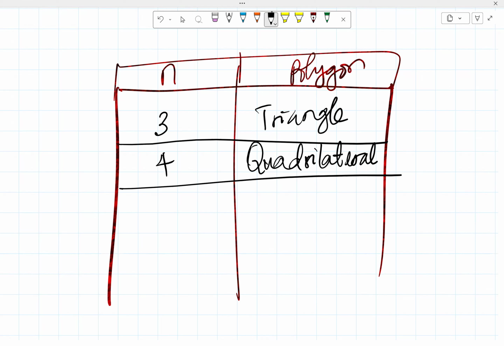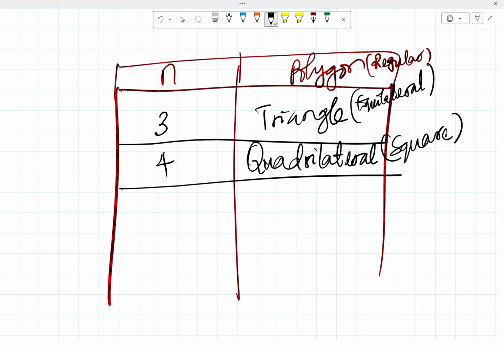Quadrilateral. But if you're talking about regular polygons, I can still put that in. For a triangle, the regular one is equilateral. So what I'm doing here with the one in brackets is showing what it's called when it's a regular polygon. The first few have special names, but going forward, they don't really have special names. For a quadrilateral, the regular one is a square.